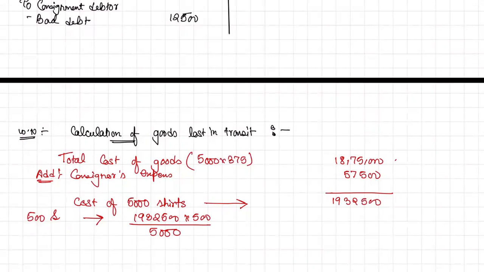आ गया ना सबको समझ में? बता दीजिए वैल्यू कितना आ रहा है. 1,93,250. हाँ, 1,93,250. अच्छा, तो दिस इज लॉस इन ट्रांजिट ना.